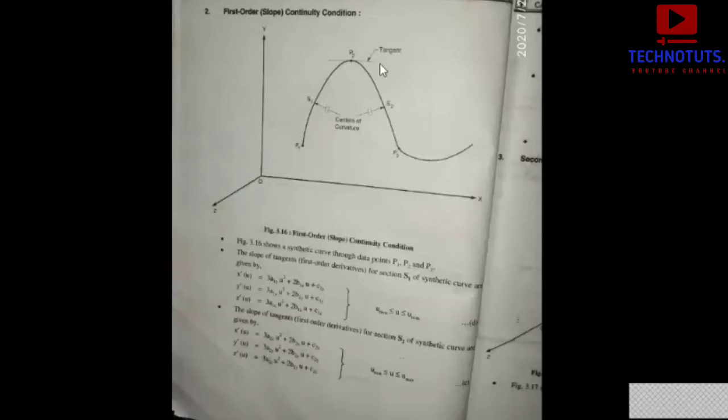Here, at point P2, a horizontal line is drawn to the tangent at point P2, and this is the center of curvature for curve S1, slope S1 and slope S2.